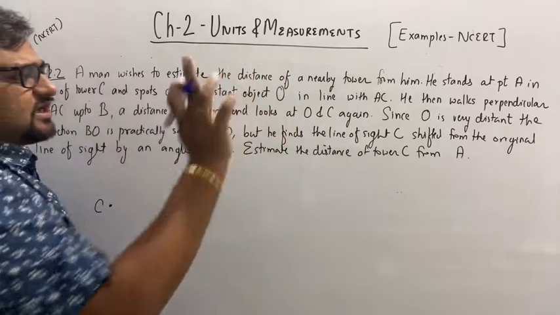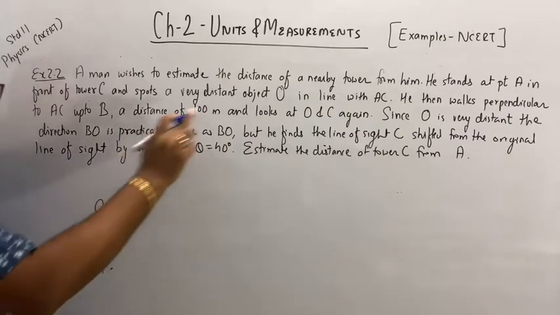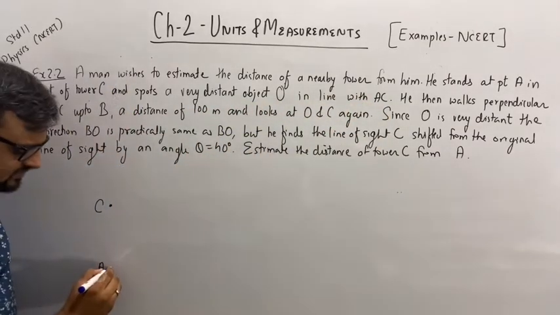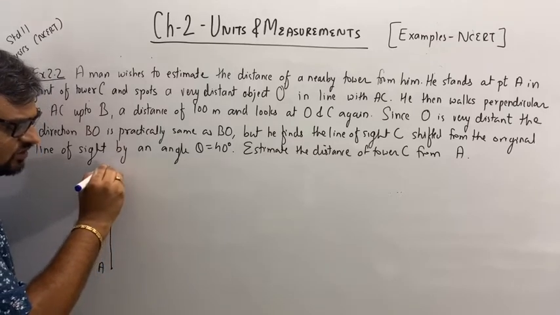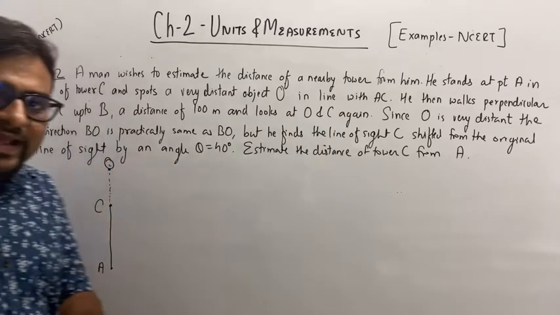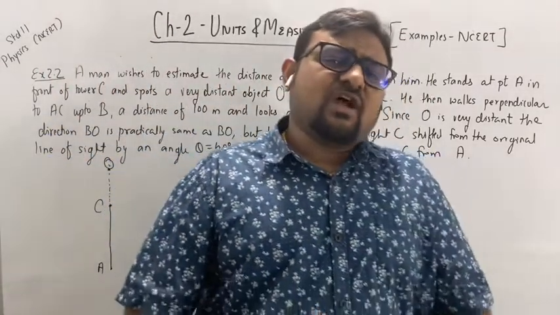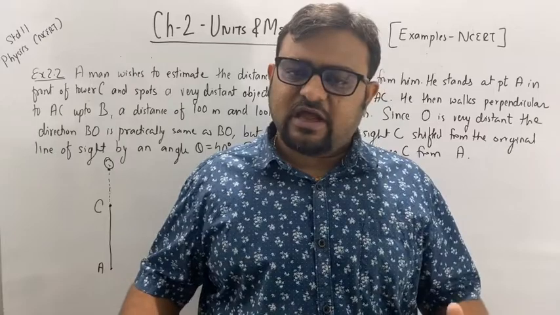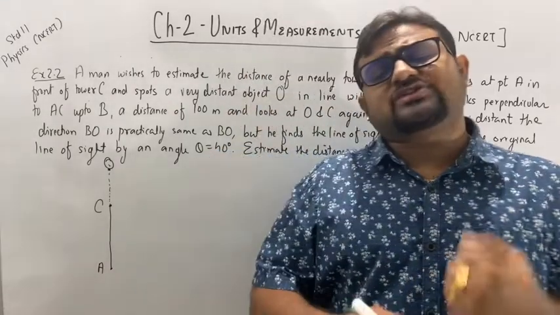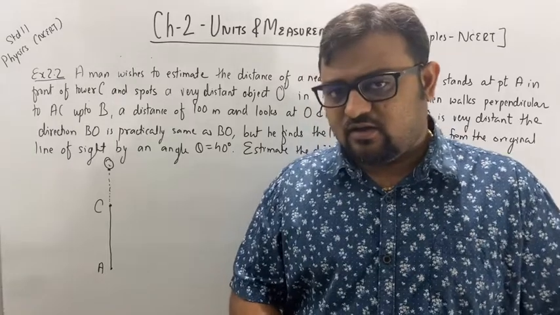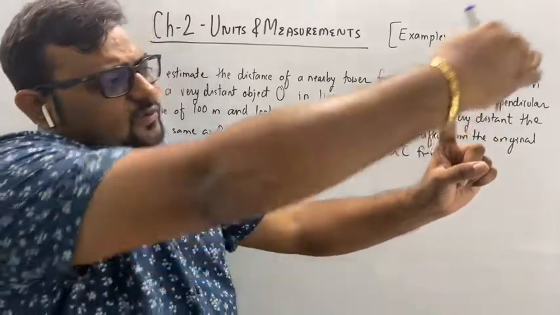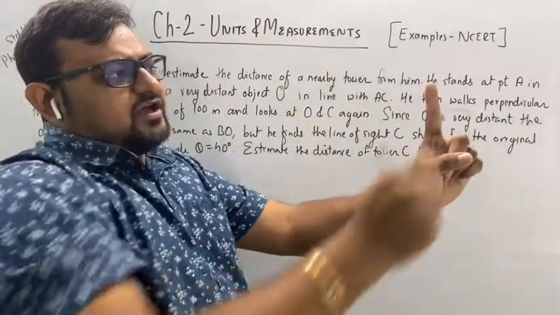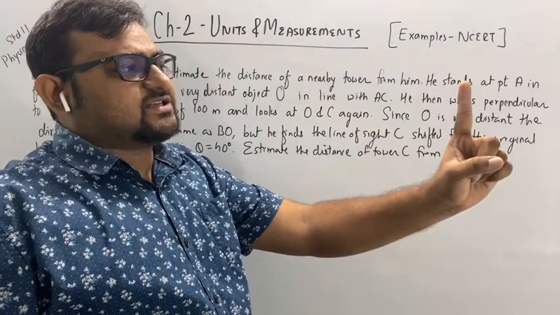And he spots a very distant object O, in the line with AC. Now this is line AC, and from here he spots a very distant object O. The word very distant means it is very, very far. So he is standing here, observing the tower here, and then at a very far distance, straight from here, he is pointing at object O.